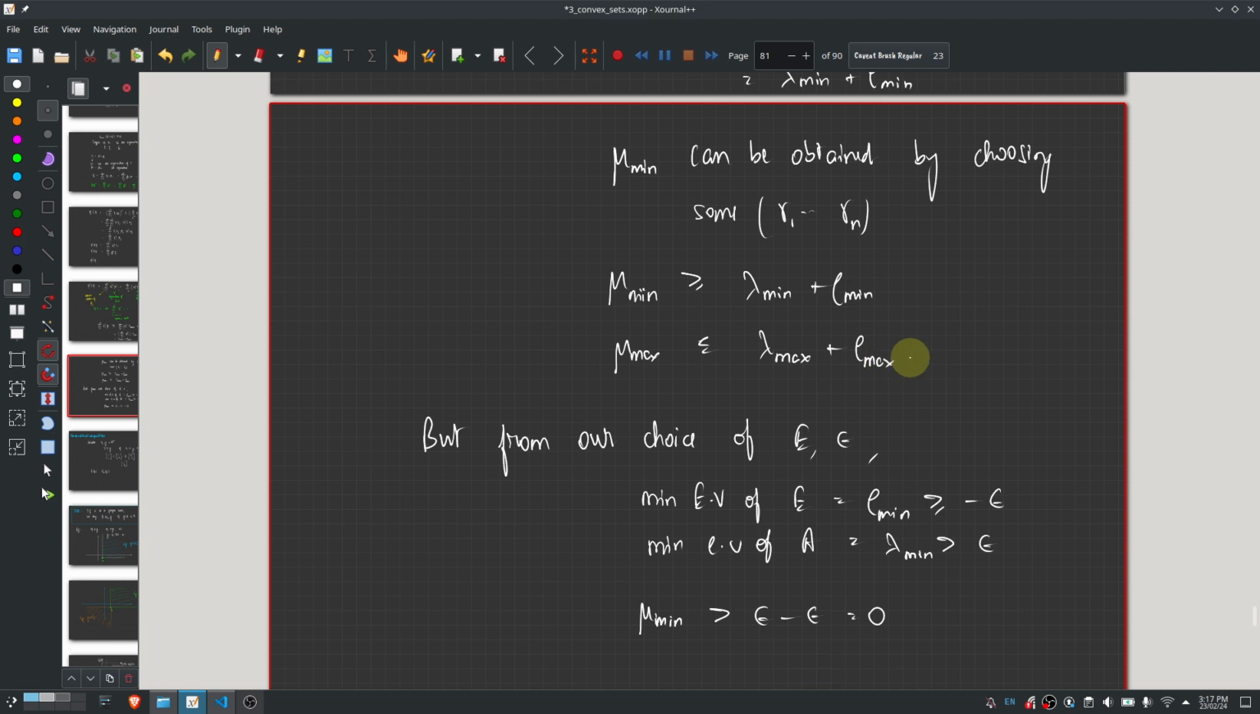So even though some of the eigenvalues of E could be less than 0, they can't be too negative. What we have shown is that the minimum eigenvalue of A plus E is going to be strictly greater than 0. Right? So A plus E is positive semi-definite.